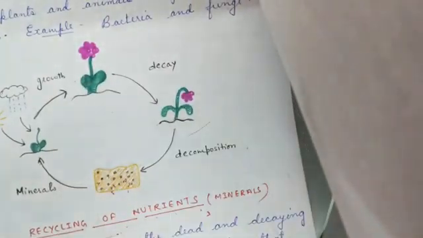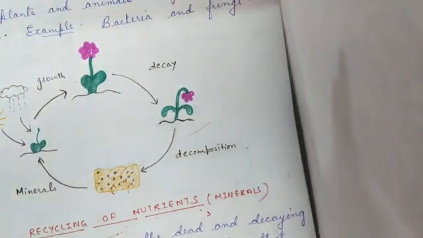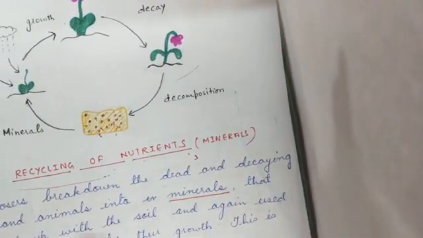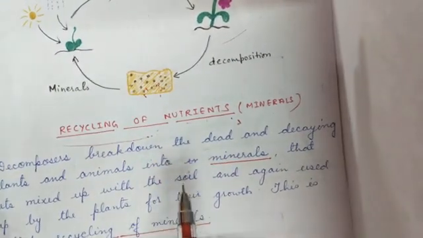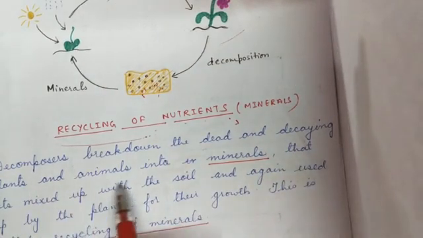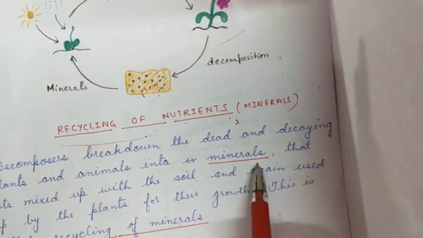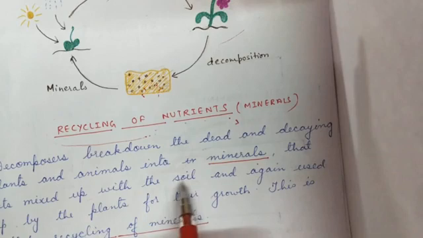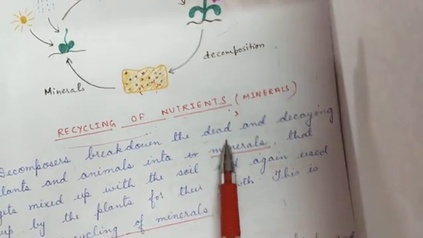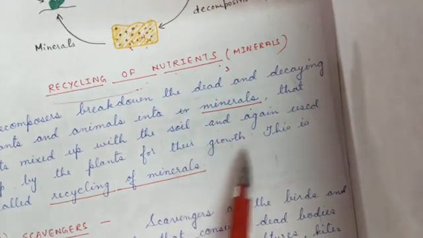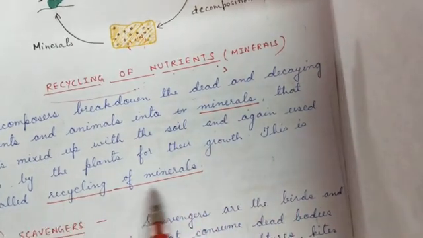And this is known as recycling of minerals. How can we define it? Decomposers break down the dead and decaying plants and animals into minerals that get mixed up with the soil and are again used up by the plants for their growth. This is called recycling of minerals.